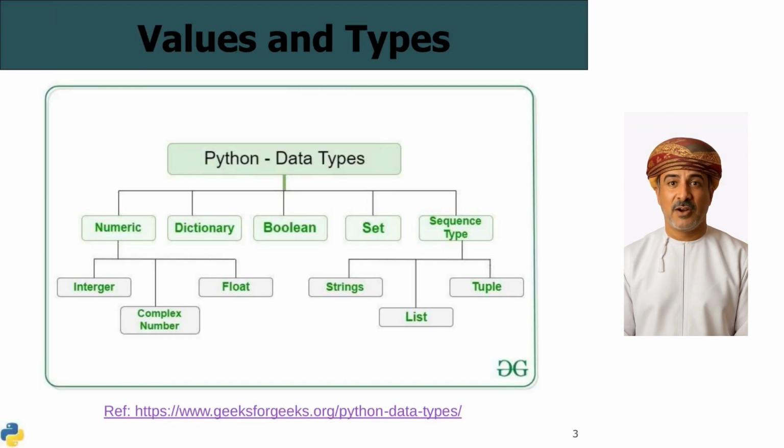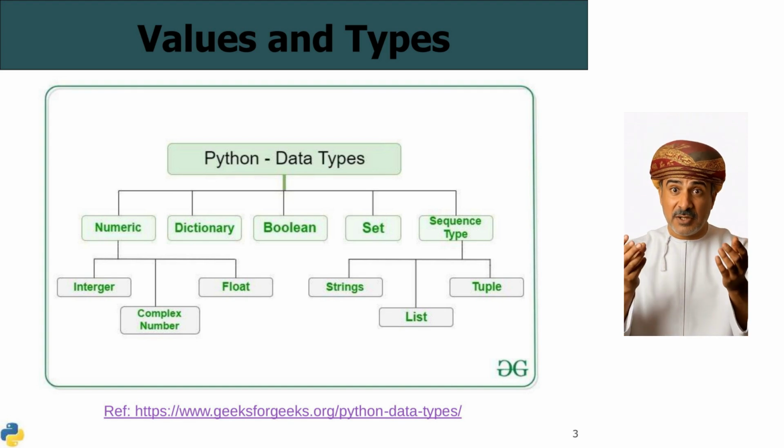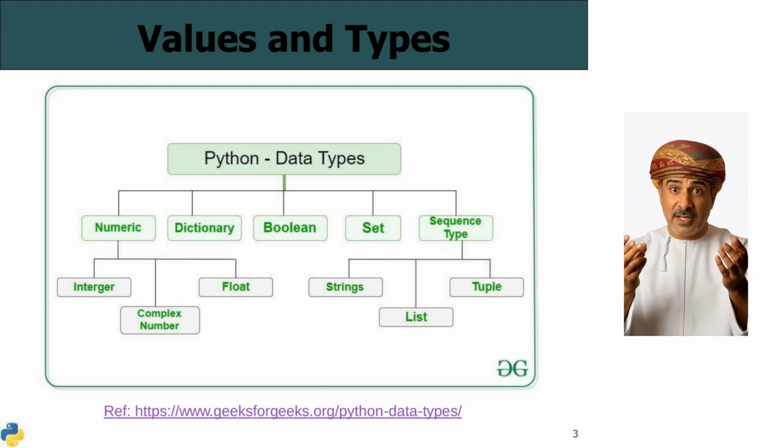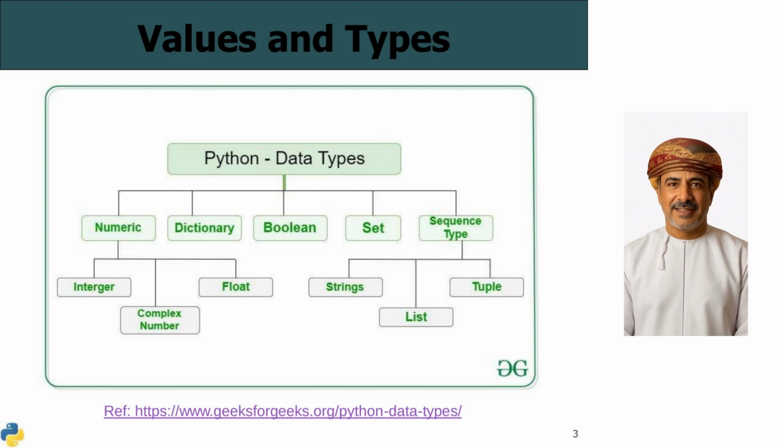Python supports various data types, including integers, floats, and complex numbers. Integers are whole numbers without decimals. Floats are real numbers with decimals, and complex numbers have a real and imaginary part. Understanding these types is crucial for effective programming in Python.